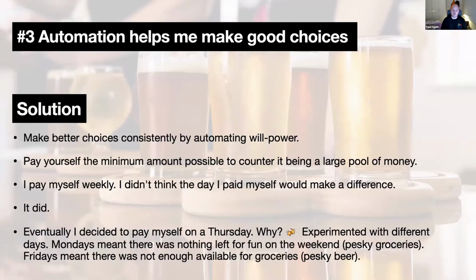And the third thing I've learned is that automation helps me make good choices, or better choices. For me, that's meant paying myself the minimum amount possible more often rather than paying myself a larger amount less frequently. At the moment, I've landed on paying myself weekly on a Thursday at 6 a.m. And you might wonder why Thursday. Well, I found that when I paid myself on a Monday, I'd spend all my money on groceries and have no money for beer. But when I paid myself on a Friday, I would spend all my money on beer and didn't have any money for groceries, unless I broke rule number one. So Thursday seems to be just right.